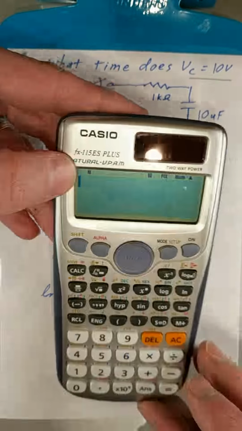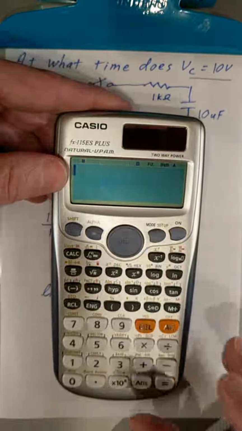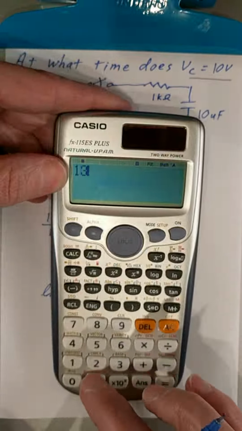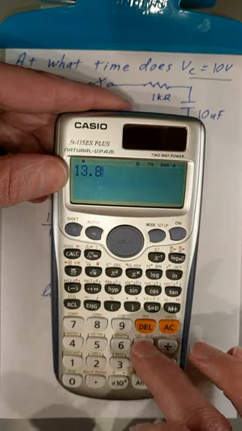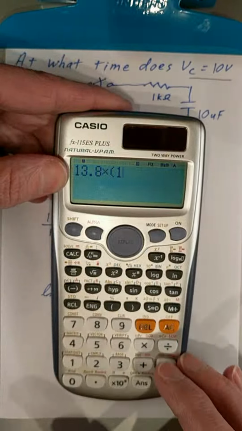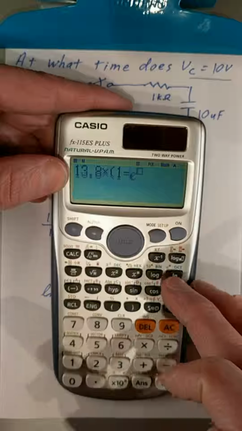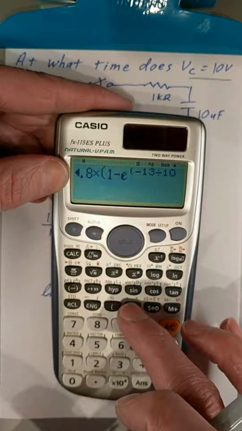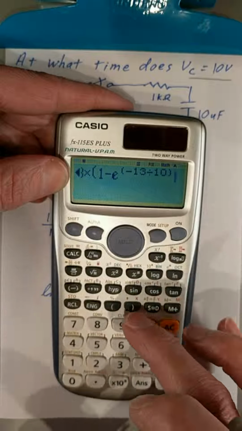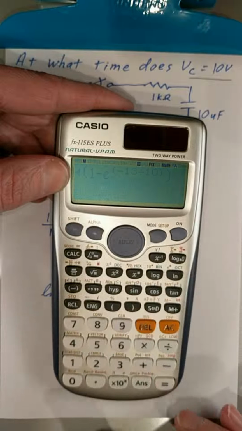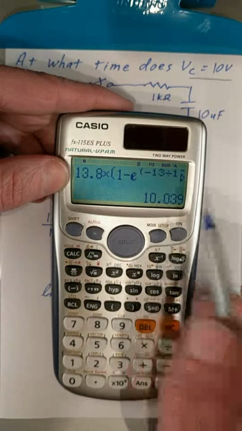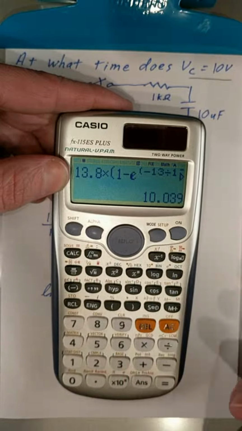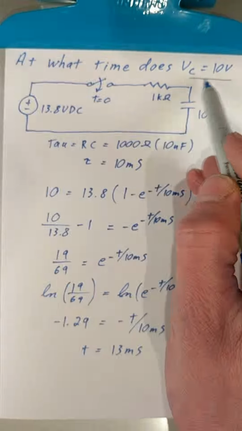It's useful to check our results real quick using the calculator. So we'll take 13.8 multiplied by 1 minus e raised to negative 13 divided by 10, and we close. That gives us 10 volts, which is exactly what we started with in the original problem, 10 volts.